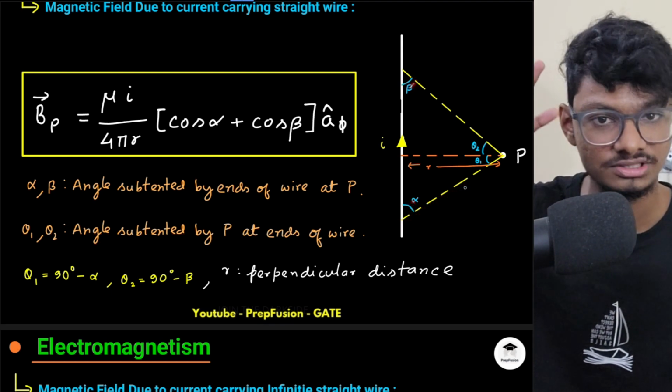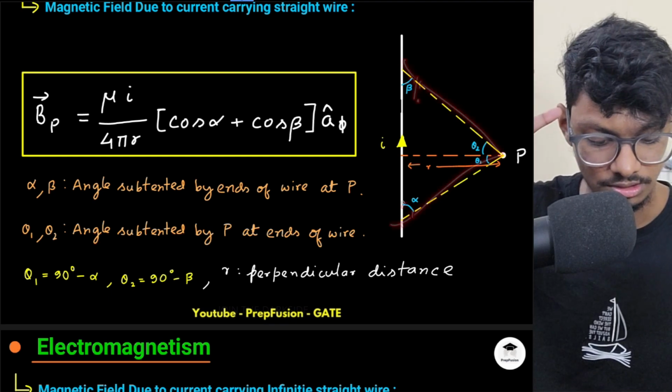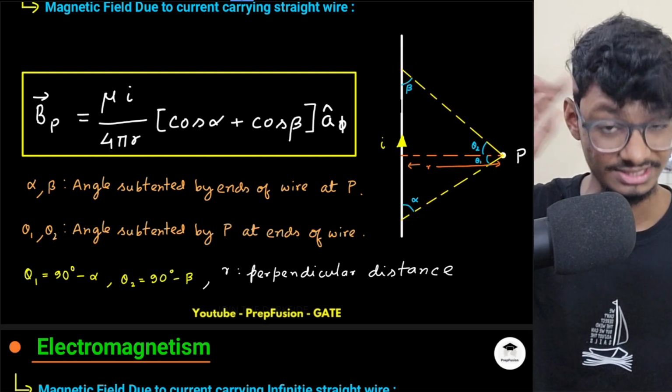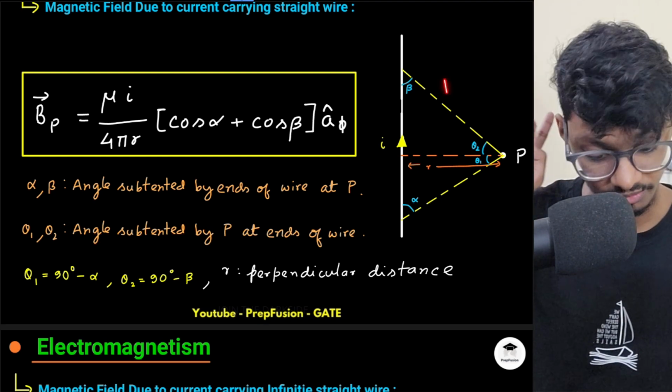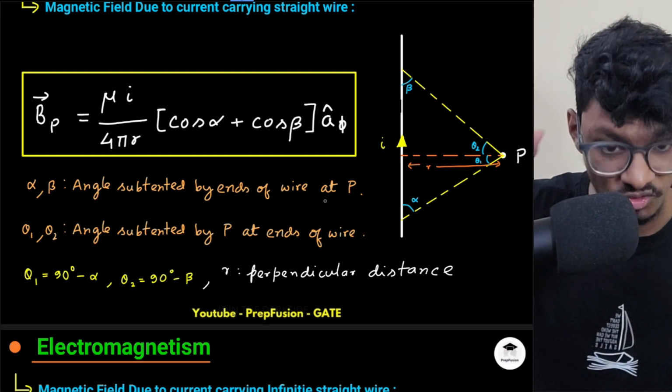Interior angle of this triangle's form. This particular triangle form, it is the angles of the two sides which is connected with the ideal element. This much you have to remember. You have to remember what is alpha and what is beta. Alpha and beta are angles subtended by the ends of the wire at P.